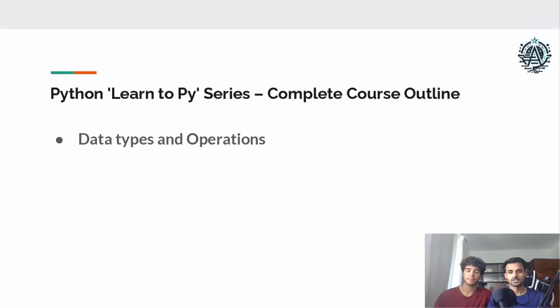In the first part, we will discuss data types and operations, where we will see various data types, for example, integer, string, float, none, and also see some various operations, for example, addition, subtraction, multiplication, and so on.